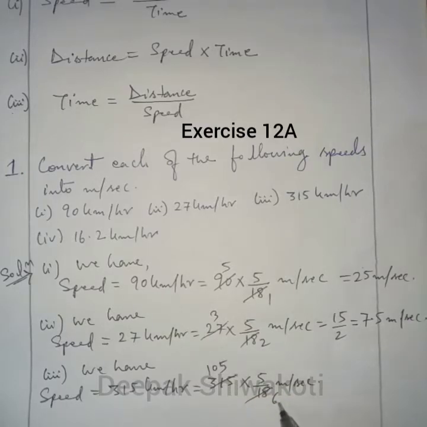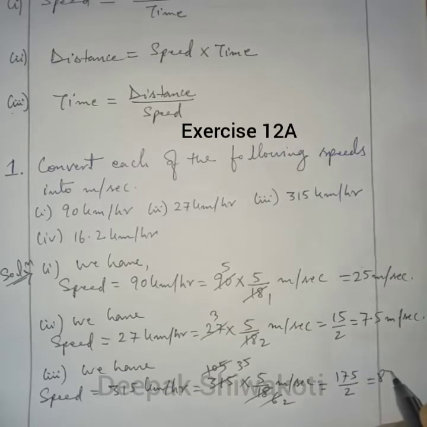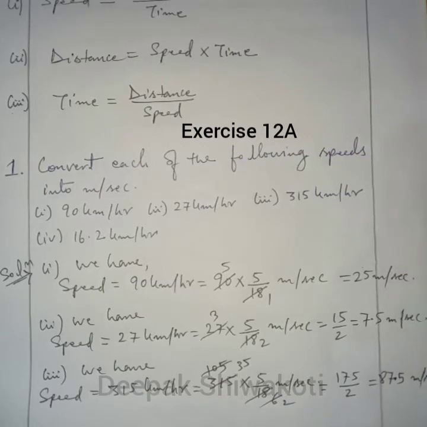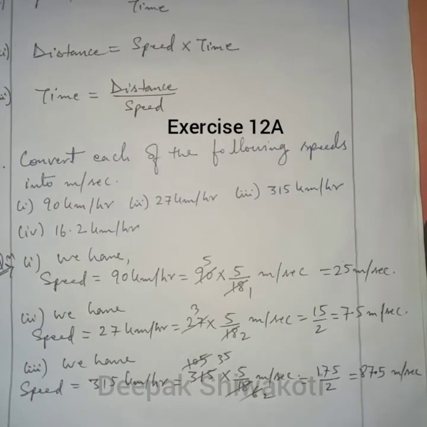Again by 3, 3 2 ja 6, 3 3 ja 9, and 3 5 ja 15 here. 35 into 5 by 2, that is 35 into 5 is 175 by 2. So when we divide this we get 87.5 meter per second.